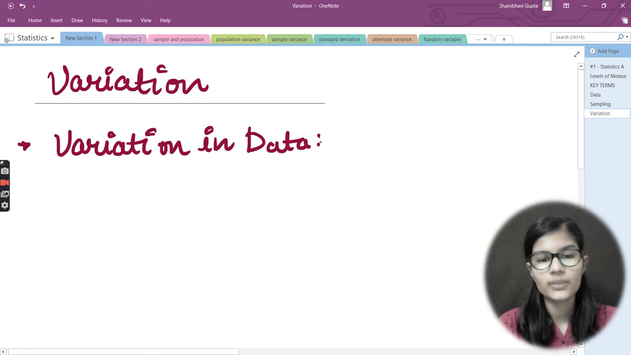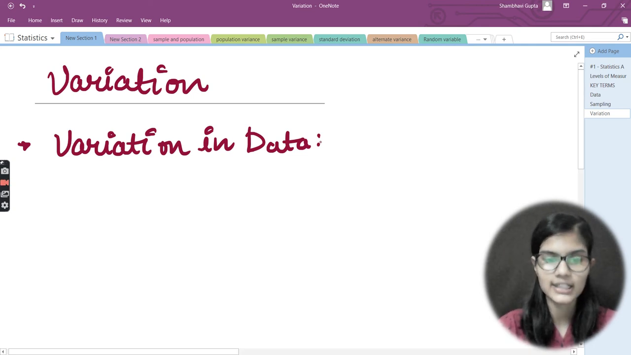So variation is basically present in any set of data. It can be present in any data set which we are using. Let's say I just take an example here. Let's say I'm taking 16-ounce cans of beverage. So they may contain more or less than 16 ounces of liquid. That is absolutely true, right?